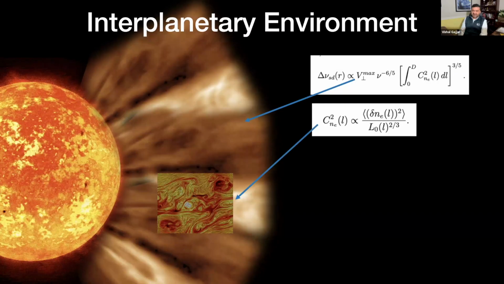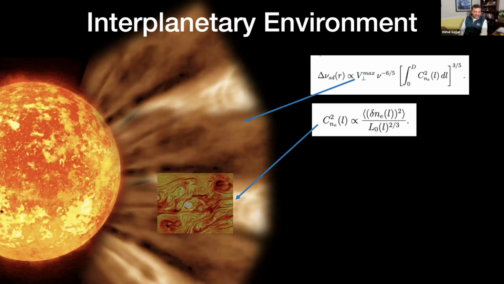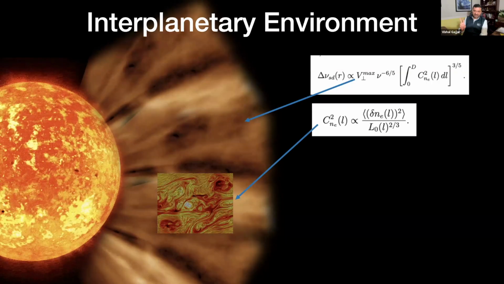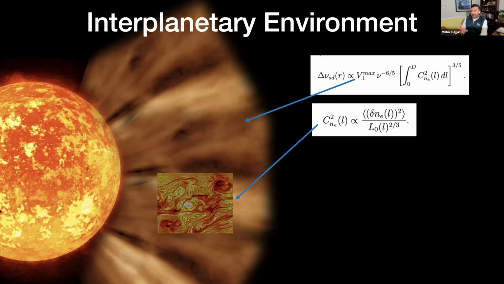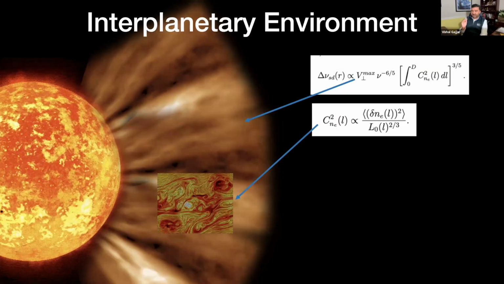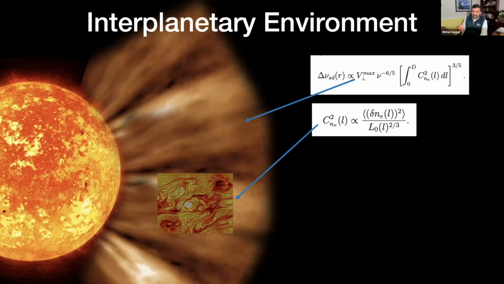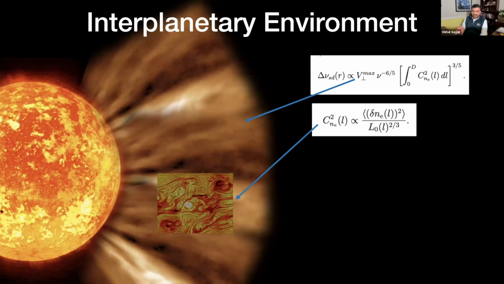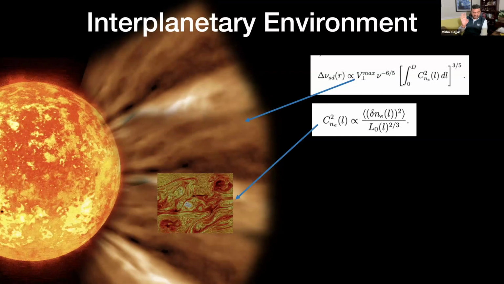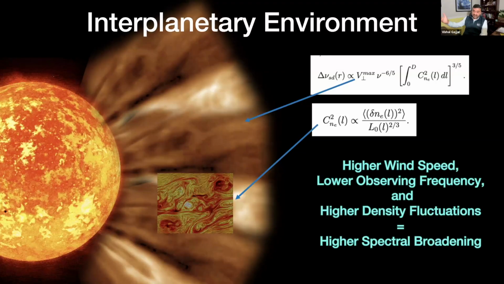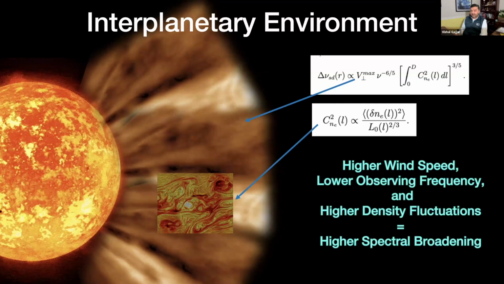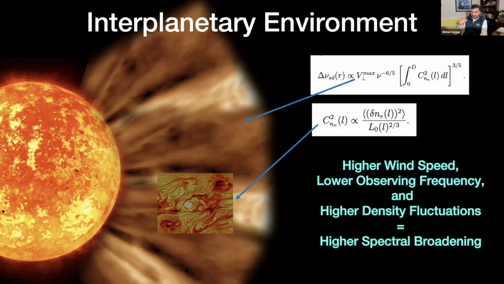I know adding equations in the talk will probably reduce people's attention, but please try to follow. This is only two or three equations that I'm going to talk about for the rest of my talk, and they're critical. That's why I'm explaining them here. The strength of the turbulence is the ratio between the density perturbation and the length scale of the turbulence. Overall, if I put this in very simple words, what the equation at the top means is that higher wind speed, lower observing frequencies, and high density fluctuation give rise to higher spectral broadening, as you can see from that equation.